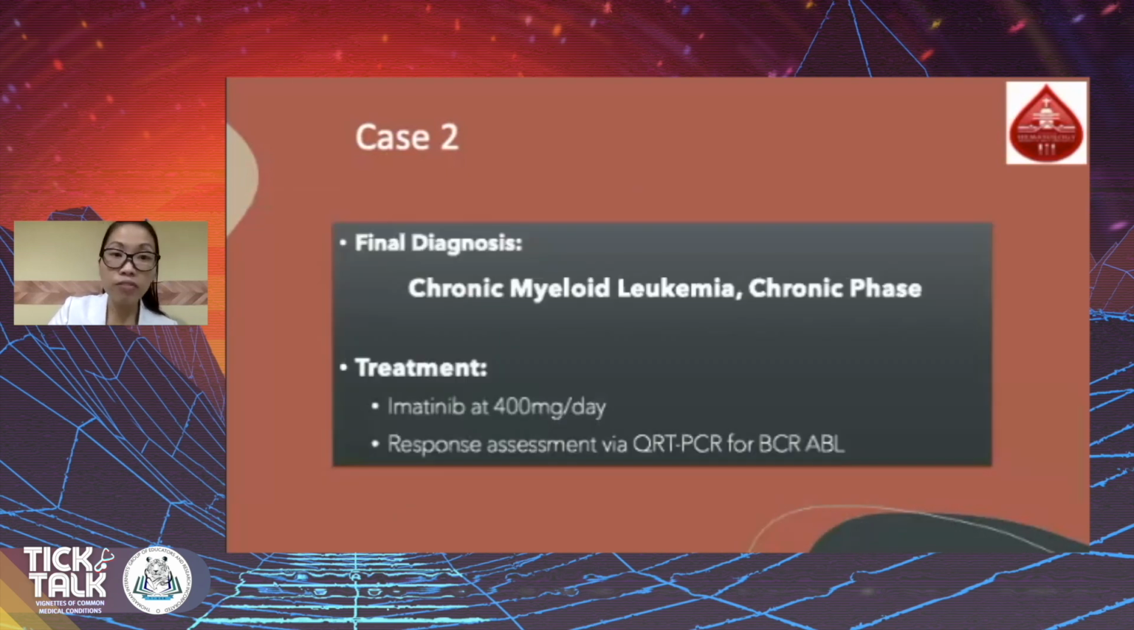So the final diagnosis for this case number 2 is CML in chronic phase, and the treatment includes starting patients on tyrosine kinase inhibitor with response assessment done through QRT-PCR for BCR-ABL.